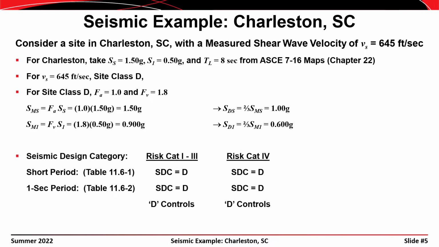Next, we can determine the seismic design categories, both for a risk category 1, 2, or 3 structure, and then a risk category 4 structure. And as you can see here, in all cases, both based on S sub DS and S sub D1, the seismic design category for the site would be a D. The seismic design category for the structure would be a category D.